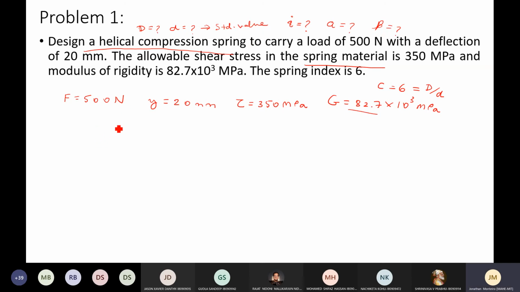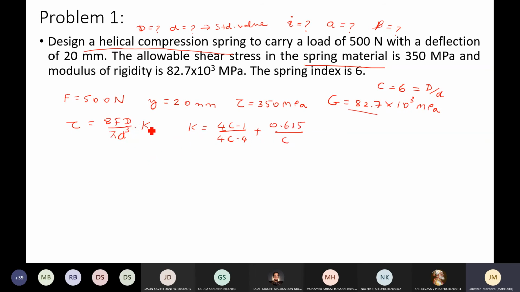One of the derivations we did at first, that is, we equated the shear stress tau equal to 8FD by pi d cube, into K. We told that this is a wall stress factor. So K is equal to (4C minus 1) by (4C minus 4) plus 0.615 by C. If it is not mentioned, we will go with this, keeping curvature in mind.